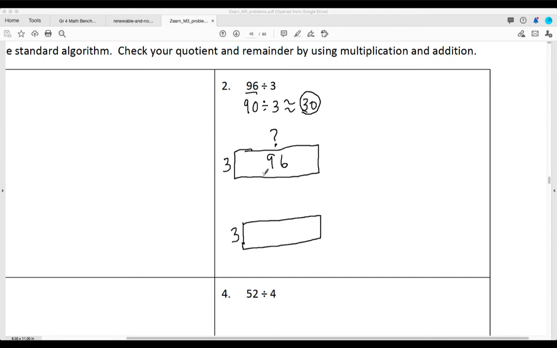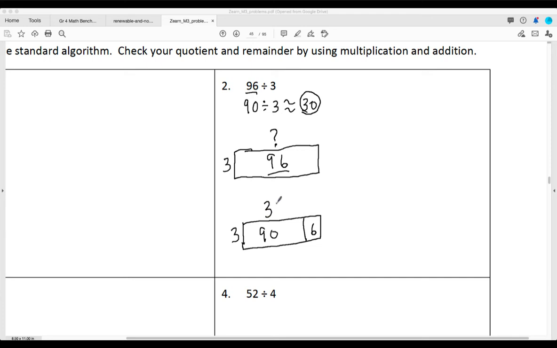And how could I break up 96? What are some good choices? Mo, you got a good choice? You could do 90 and 6. Oh, I like that. 90 and 6. 90 here. I'm just going to cut that there and put 6 here. 90 plus 6 is 96. Still the same thing.